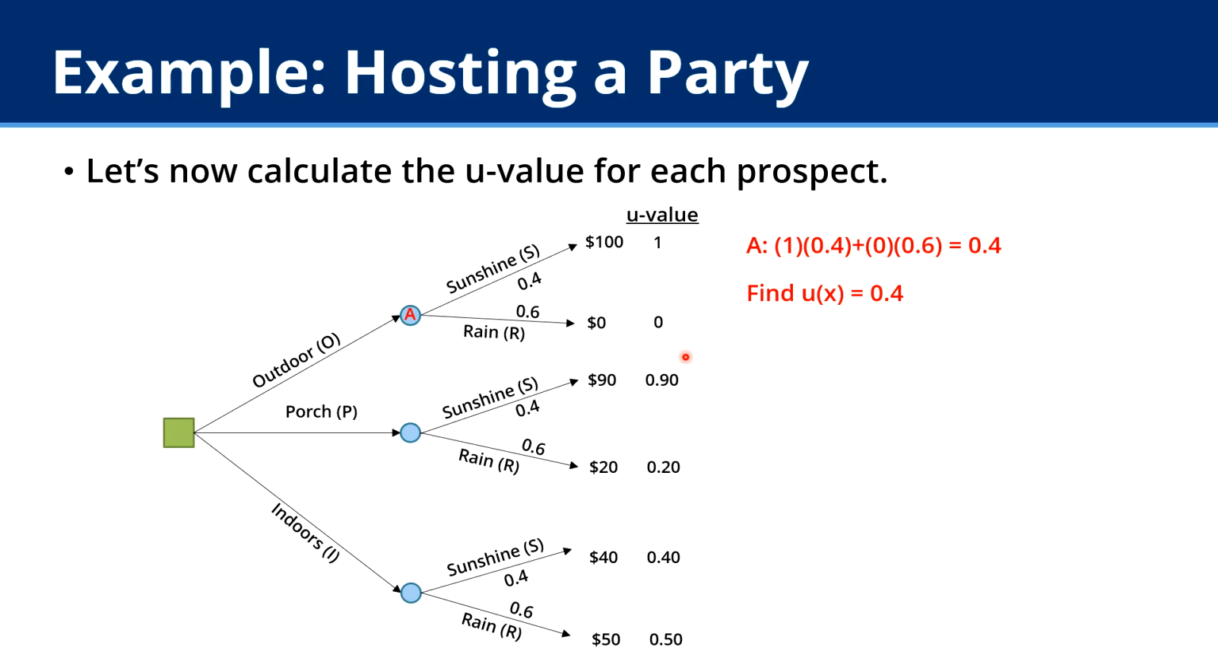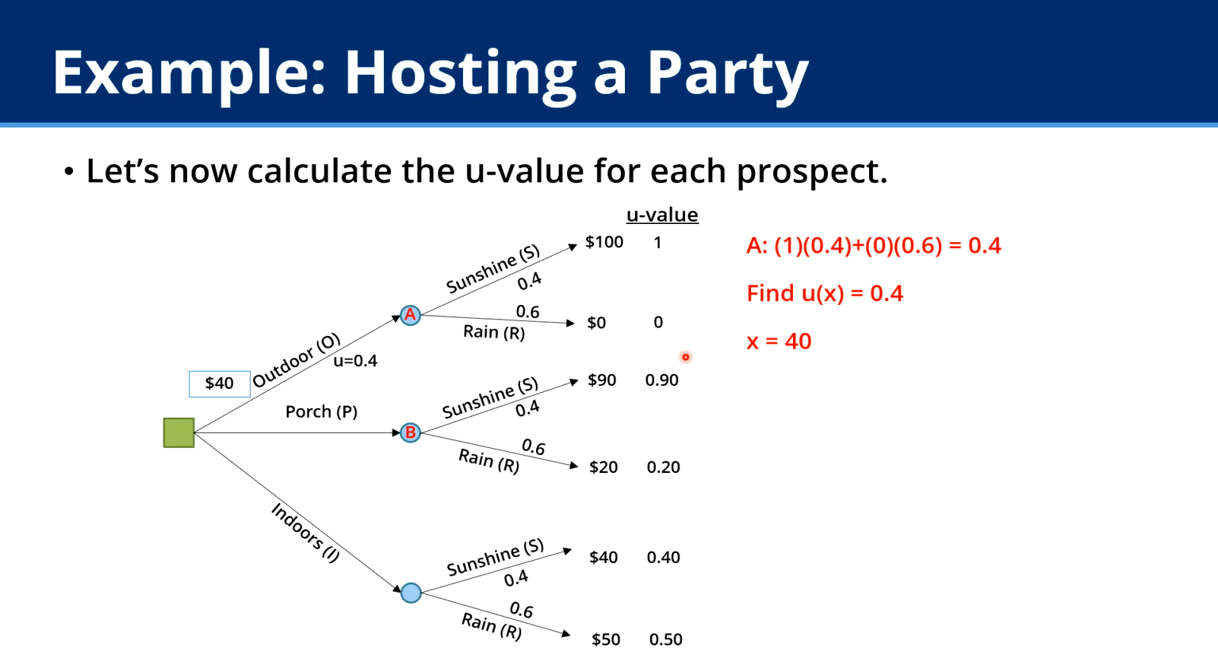Based on the U value of 0.4, we can now go to the U curve to figure out the corresponding X value. This is a very simple U curve where it's simply diagonal. So U of x is simply x over 100. You can get this directly and find that the X value here is 40. 40 over 100 is 0.4. Therefore, we know the equivalent dollar value for that outdoor option is $40. We're going to now repeat for the other options.